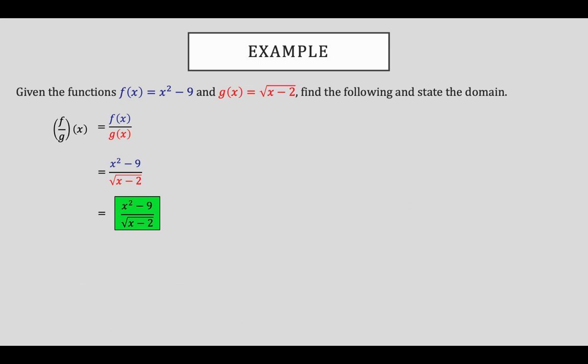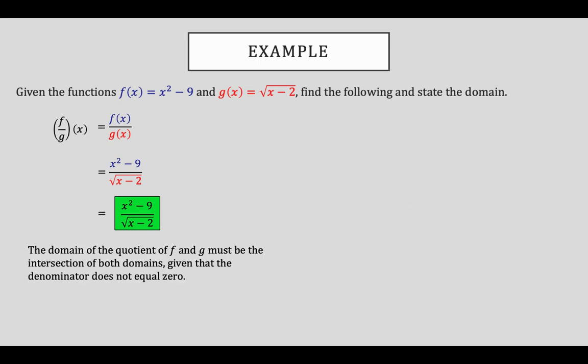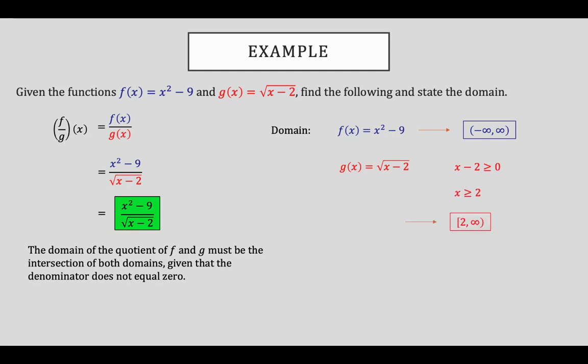Now we have to look at the domain. And as we said, we need to look at the domain of the functions individually, and we need to look at the domain of our combination as a whole. So, the domain of our numerator, all real numbers. There are no restrictions yet. What about the domain of g of x? Well, as we said, the value inside of the even root must be greater than or equal to 0. So x must be greater than or equal to 2. There's my domain for g of x.